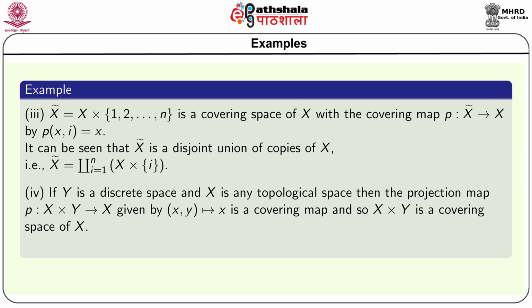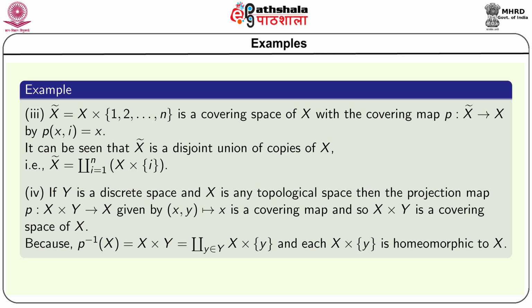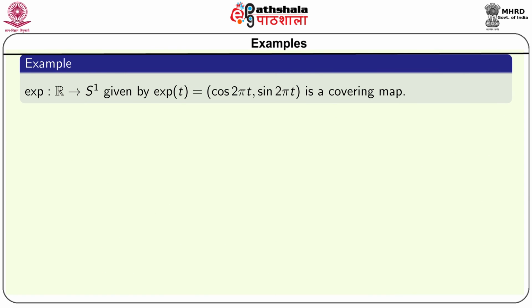If Y is a discrete space and X is any topological space, then the projection map P from X cross Y to X given by the pair (x, y) goes to x is a covering map, and so X cross Y is a covering space of capital X. This is because P inverse x can be viewed as the disjoint union of X cross singleton y, where y is varying over capital Y. Now, if I take the exponential map from R to S1 given by exponential t is equal to the pair (cos 2 pi t, sin 2 pi t), then that is a covering map.